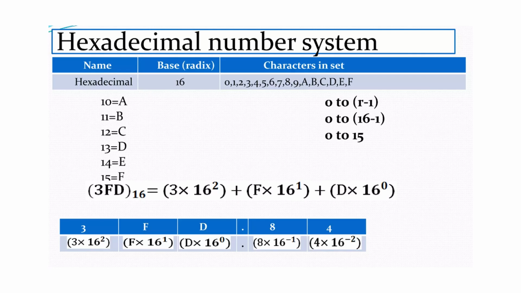For example, 3FB. So 3 can be multiplied with 16 to the power 2. Plus F, whose replacement is 15, so F into 16 to the power 1, and then B into 16 to the power 0. As before, the fractional part starts from minus 1, minus 2, from left to right, and the integer part starts from right to left as 0, 1, 2.